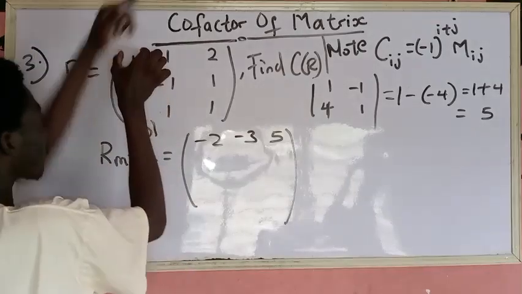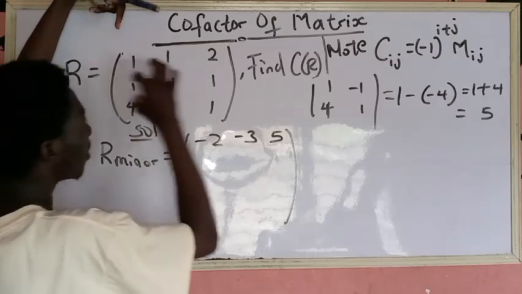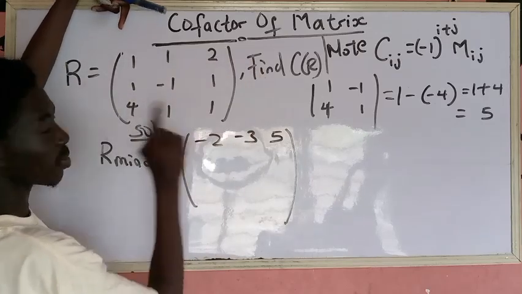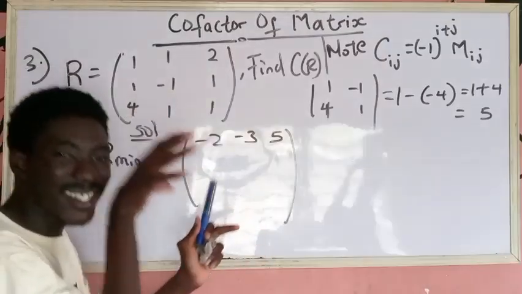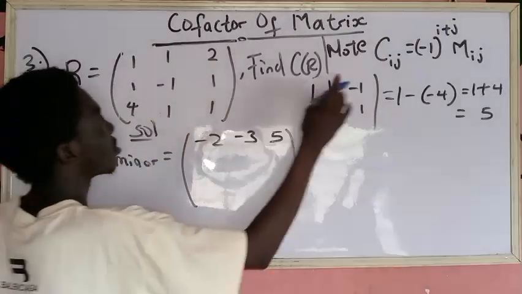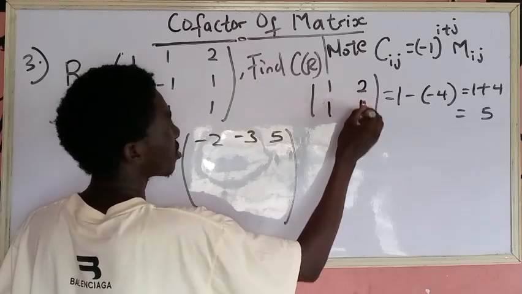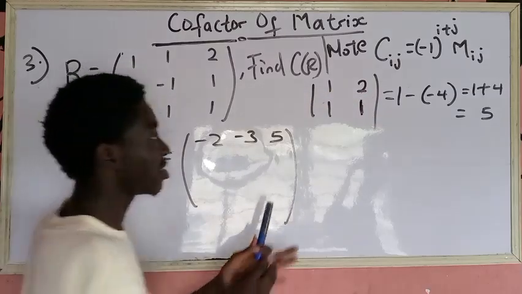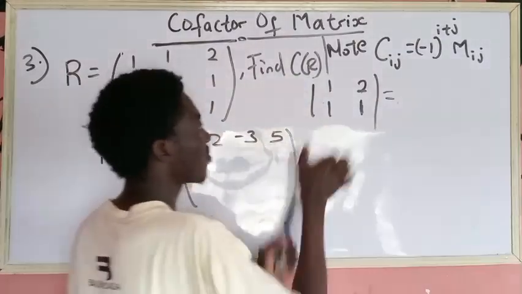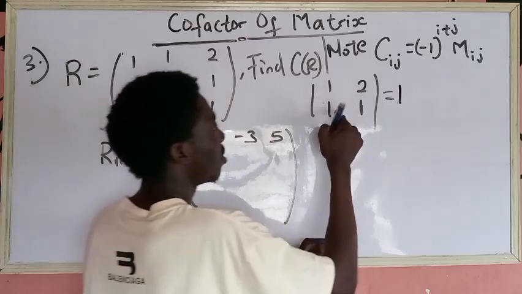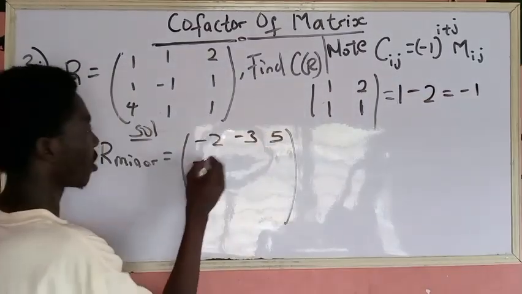Next one. 1 blocks out this column and blocks out this row. You can see 1, this column and this row. You are left with 1, 2, 1 and 1. You block out the column, you block out the row, you now take the remaining element. So you have a 2, you have a 1 and a 1. Let's take that out. Let's find the determinant of this. The determinant of this will be 1 times 1 is 1. Minus 1 times 2 is 2. Minus 1. And minus 1 here.